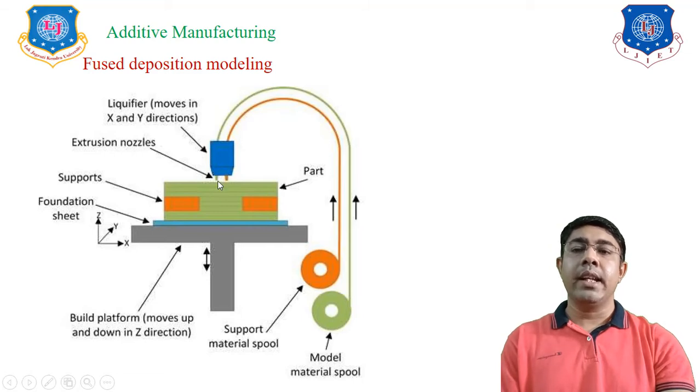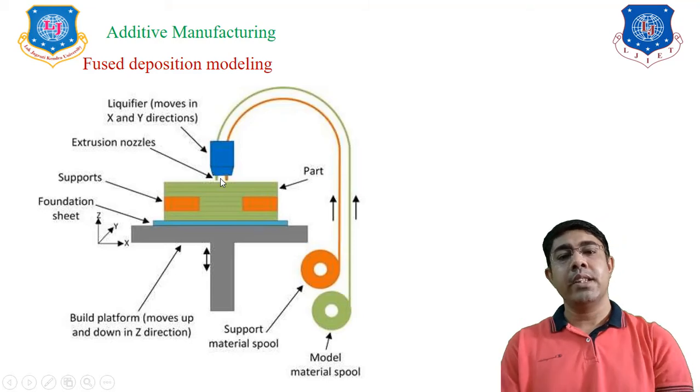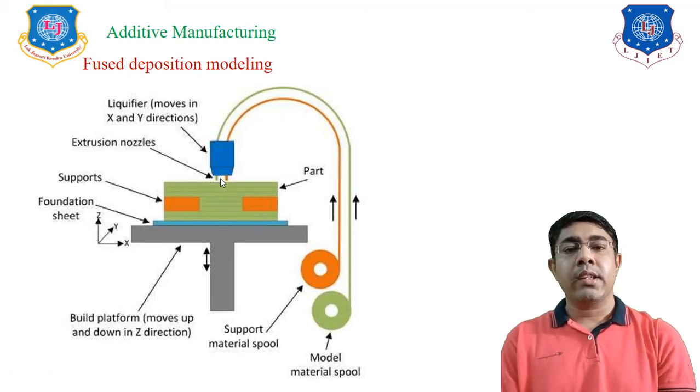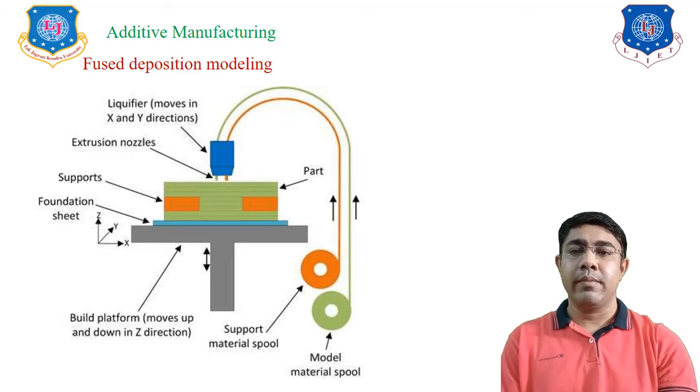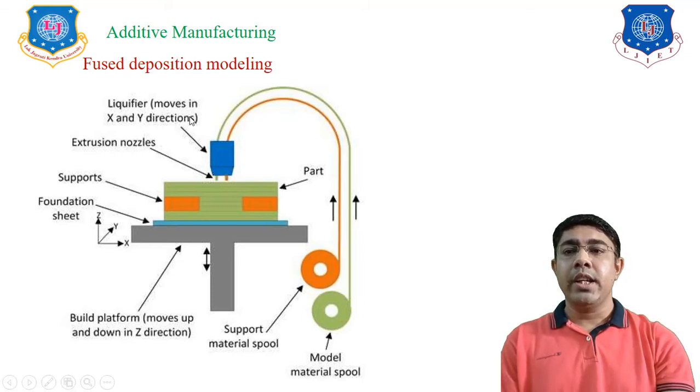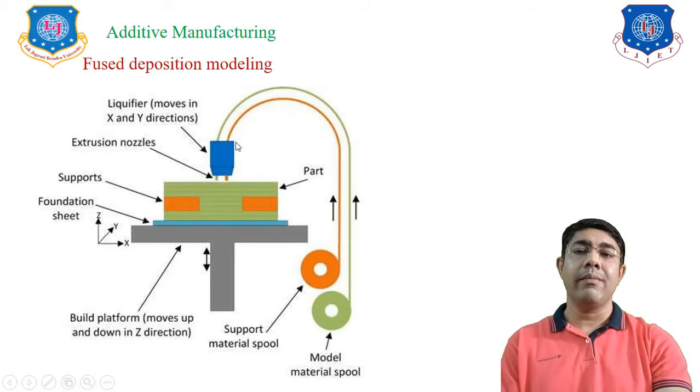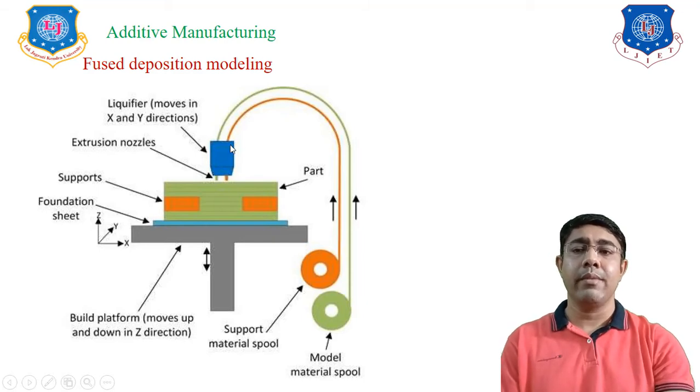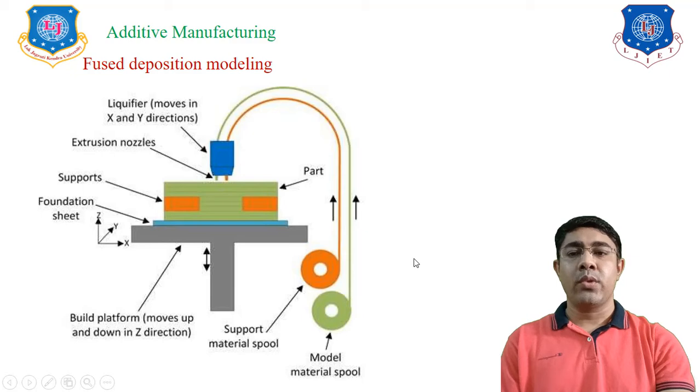And here there are two nozzles. The first is for the material used for the component, and the second is for the material that supports that particular layer. So you can see the filament is transmitted to the extrusion nozzle, and the temperature of the nozzle melts the filament, and then by the extrusion process the material is added to make the layer of cross sections.